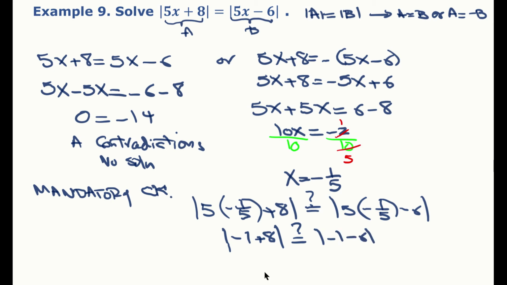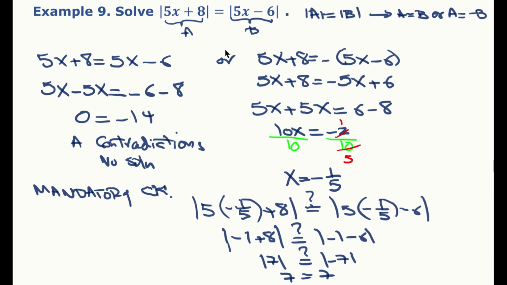Now on the left side, we have the absolute value of 7. We want to know if that's equal to the absolute value of negative 7. And of course, we know both of those are distances from 0, and they happen to be the same distance. So on the left side, we get 7. On the right side, we also get 7. So we get an identity. Therefore, x equals negative 1/5 does satisfy the original equation. Therefore, it is a solution.